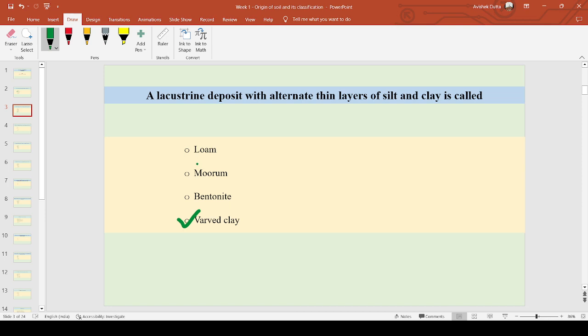What is loam? Loam is a combination of sand plus silt plus clay. What is muram? Muram is gravel plus red clay.